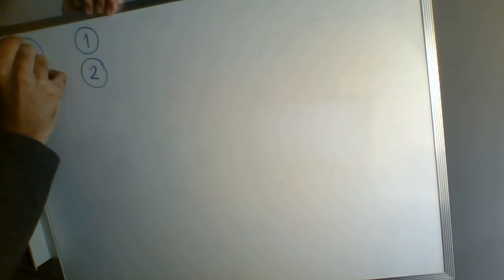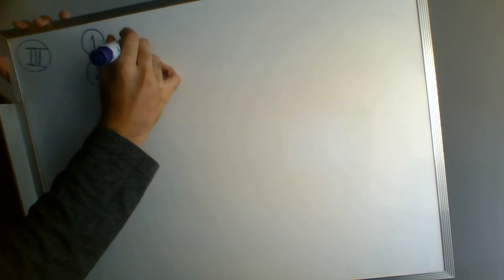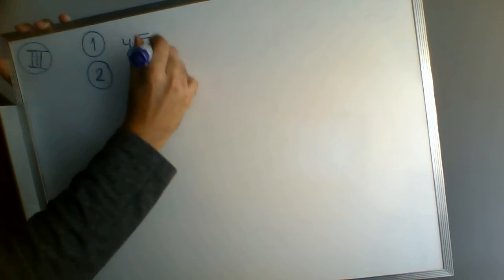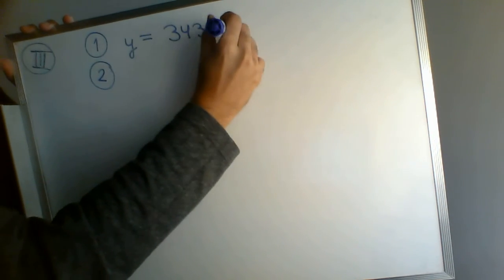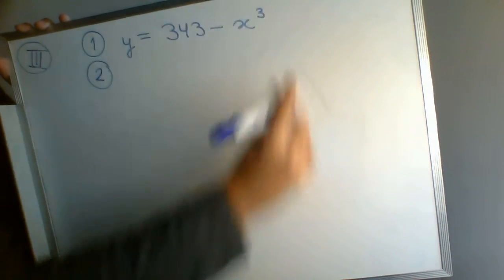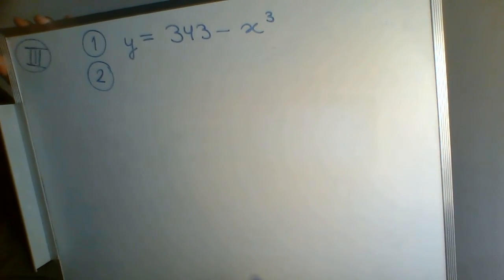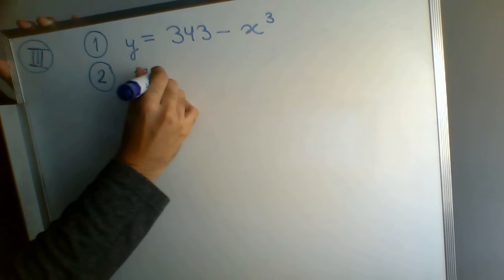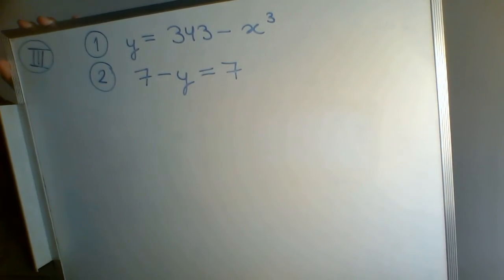So for this next one, number 3, if I extend that over there, we've got question number 3 now. Your first equation here is going to be y is equal to 343 minus x cubed. Alright, so this is a little bit different from what we've seen before. And your second equation is 7 minus y equals 7.